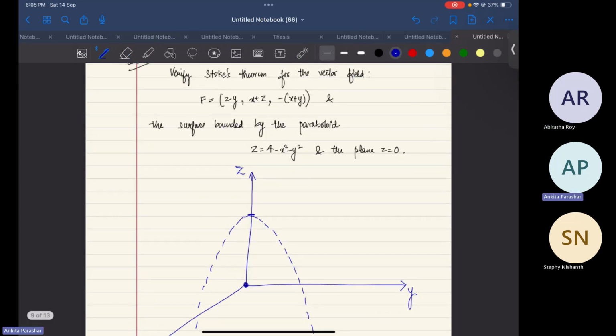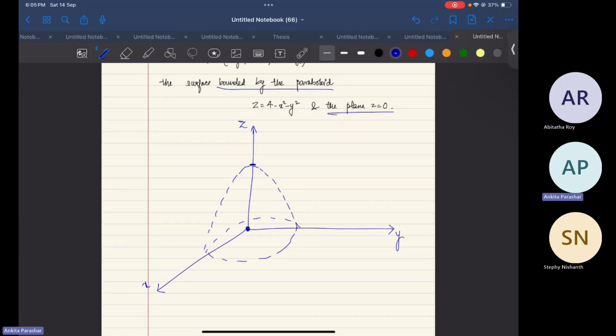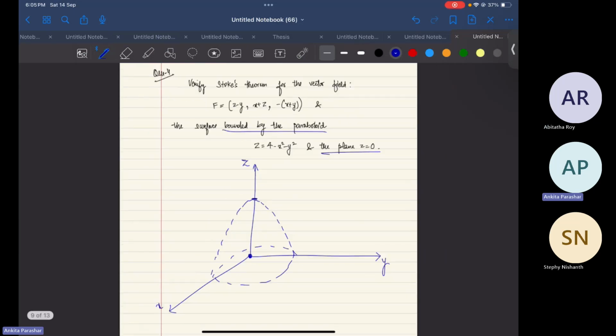But since it is bounded by z equals 0, that means you are in the xy plane, and then you have to stop. So I stop, and then I will simply draw. This is how we will get z equal to 4 minus x square minus y square. Now we have to verify Stokes theorem.